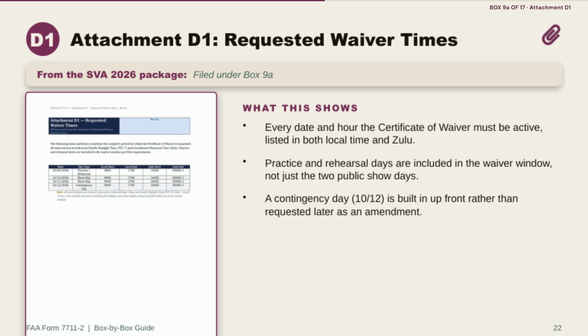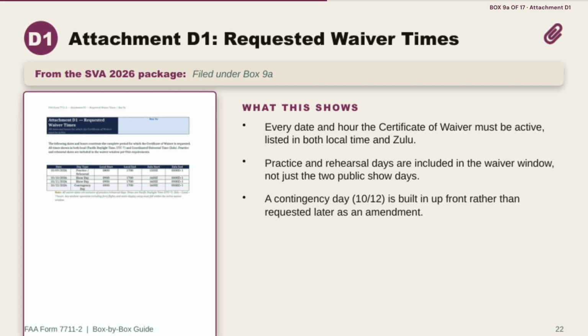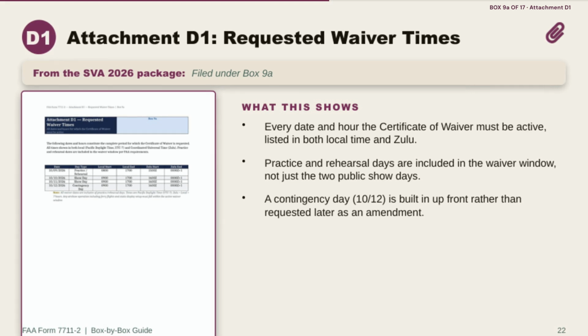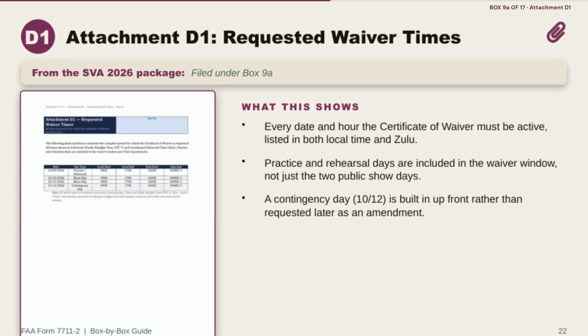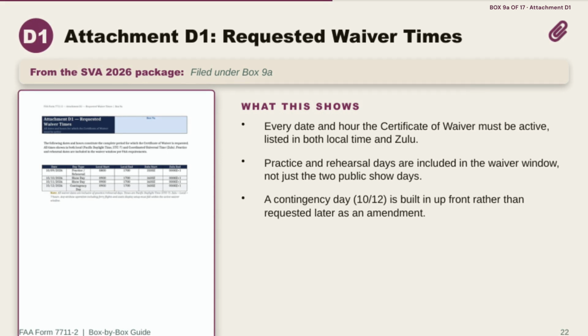Two things worth noting here. First, practice and rehearsal days are built into the waiver window, not just the 2 public show days, since the aircraft need protected airspace during rehearsals just as much as during the show itself. Second, connects directly back to what we covered on the effective date slide. The contingency day, October 12th, is built into the request up front rather than being requested later as an amendment after the fact. That's a plan this whole section is modeling. Plan for the delay before you need it, not after.